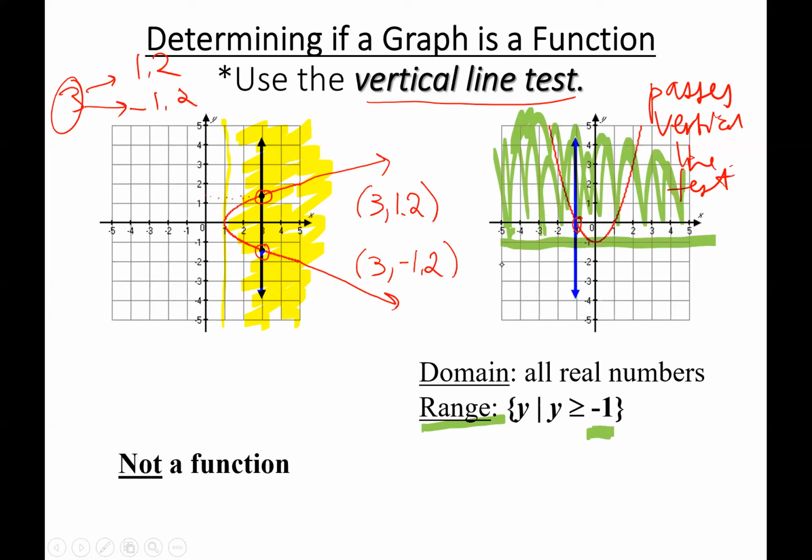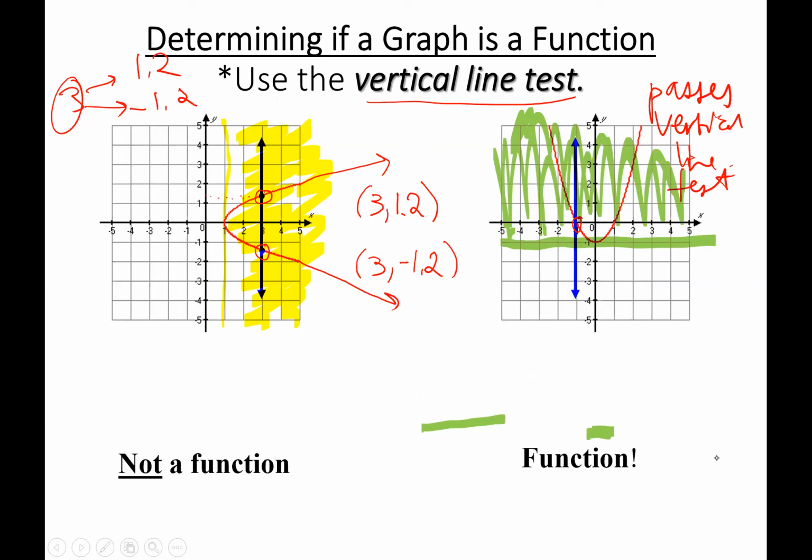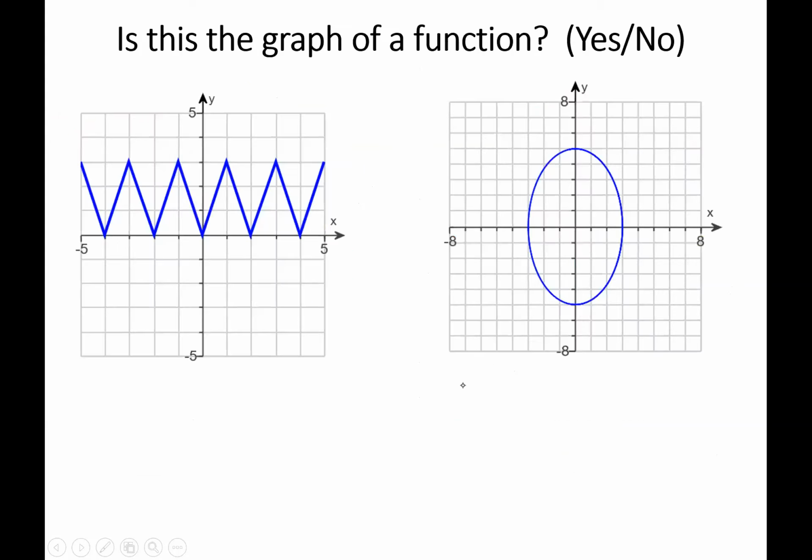I know that's tricky. The main thing from these two examples, though, is that vertical line test. So draw a vertical line through your graph. If it crosses more than once, then it fails the vertical line test and it's not a function. If it only passes through once, then it passes the vertical line test and it is a function. Okay, good. Let's keep going. So nice and easy and quick.